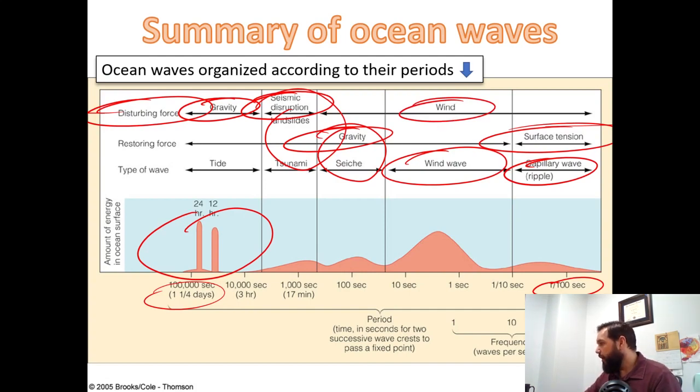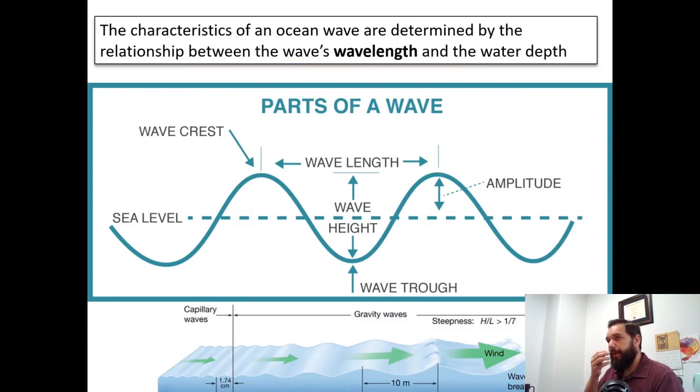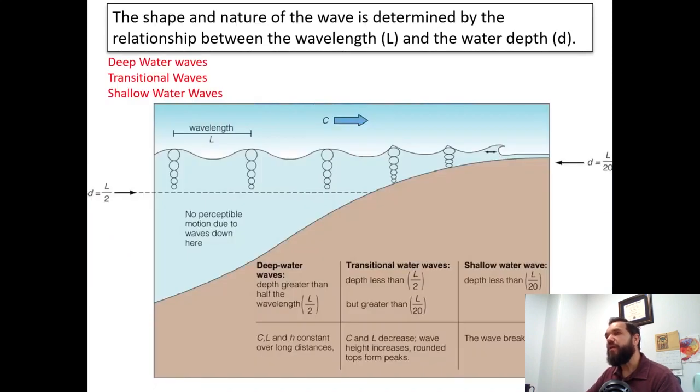All right, so going on, we talked about characteristics of waves, and a lot of what we're going to see, the properties of a specific wave, are determined by its wavelength. So that's why wavelength is so important. I talk a lot about wavelength. Remember, that's just the length from crest to crest. There's a relationship between wavelength and water depth, so let's talk about this.